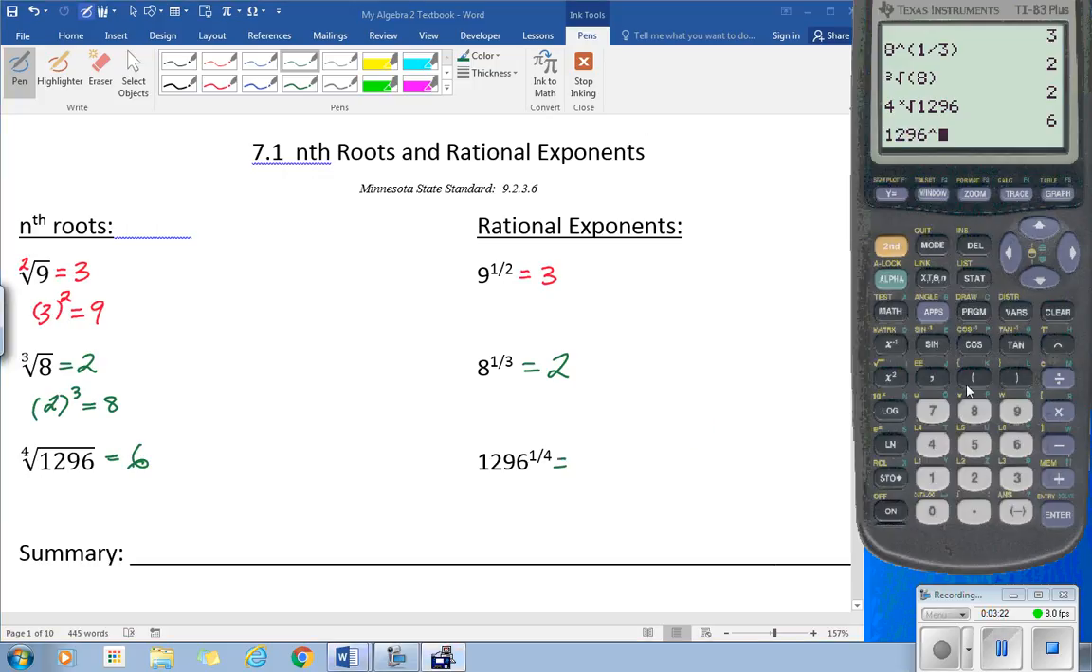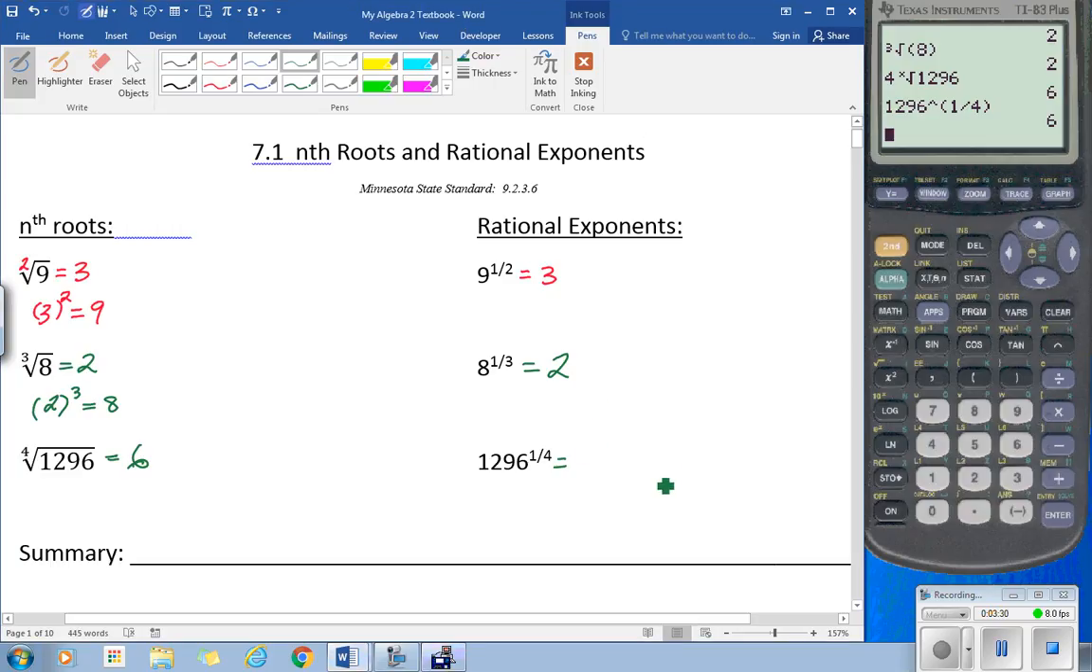1,296. If we raise that up to the 1/4 power, we get 6. Okay, so here's what we're finding. We're finding that each of these roots we looked at, each of the second root, third root, fourth root, had an equivalent exponent. Okay, and that's one of the big connections that we're trying to put together here with these roots and these rational exponents. So if we come up with a summary, we'd say something along these lines.